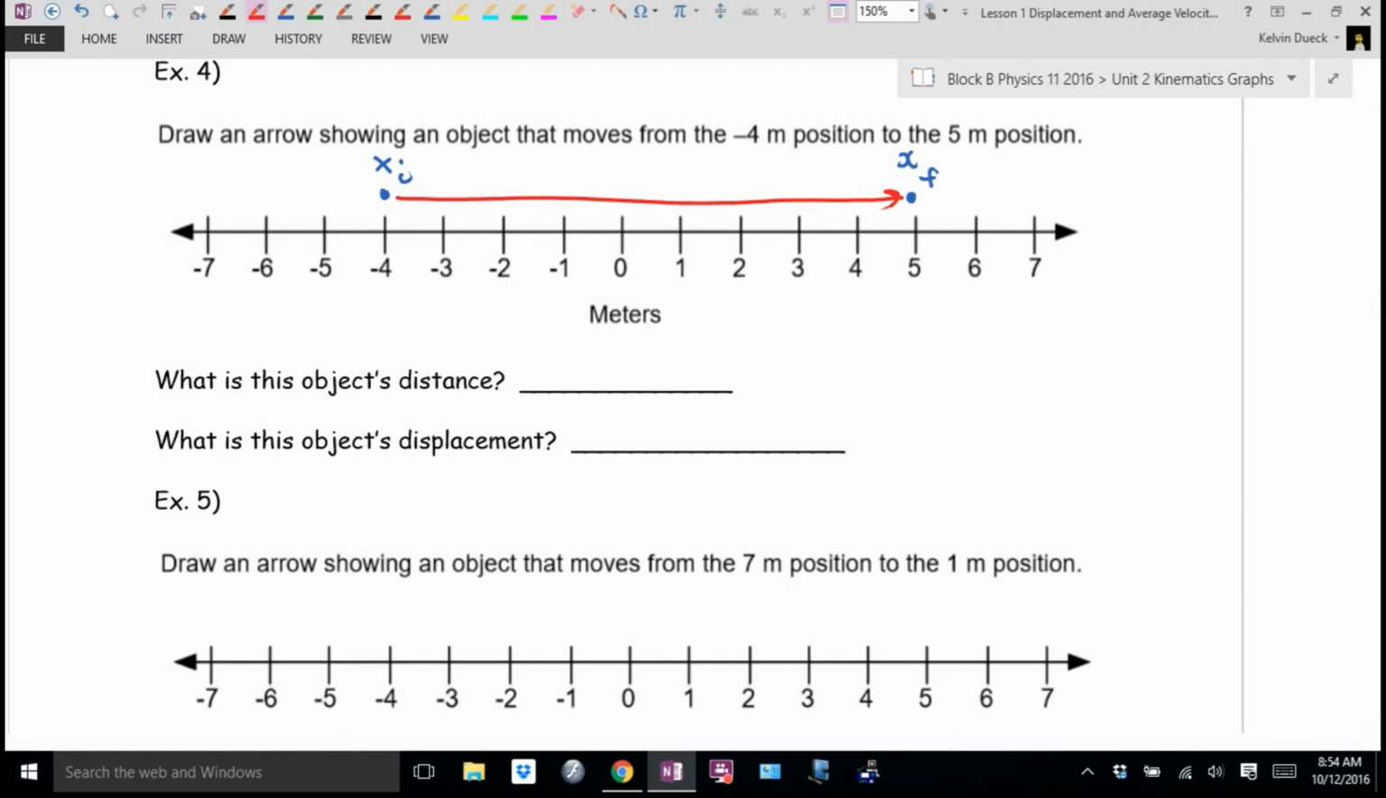What's this object's distance? How far did it travel? What's this object's displacement? Oh, you know what? I'm going to go d equals, no vector sign. Let's start doing proper statements here. What's this object's displacement? And here, I would probably read it out as +9 meters to emphasize that there is a directional component. Or you could say verbally 9 meters to the right, but I would write 9 meters and know there's a plus sign there.